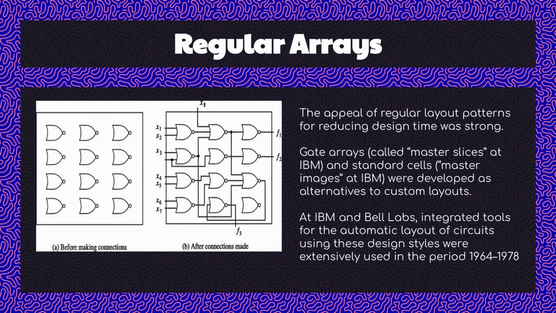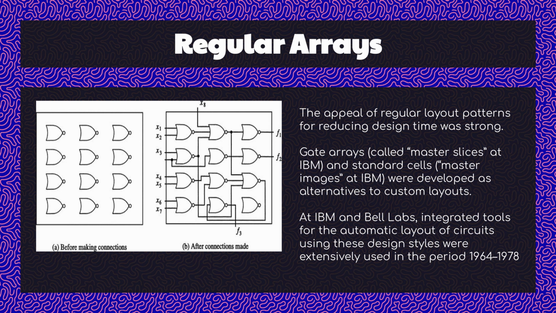Regular arrays were very useful in reducing design time. At IBM, these were the alternatives to custom layouts, and they were called master slices. At IBM and Bell Labs, the integrated tools for automatic layout of circuits using these standard styles were extensively used in the period 1964 to 1978. For example, in this figure on the left, there are arrays of NOR gates repeated in the X and Y directions before the connections are made.